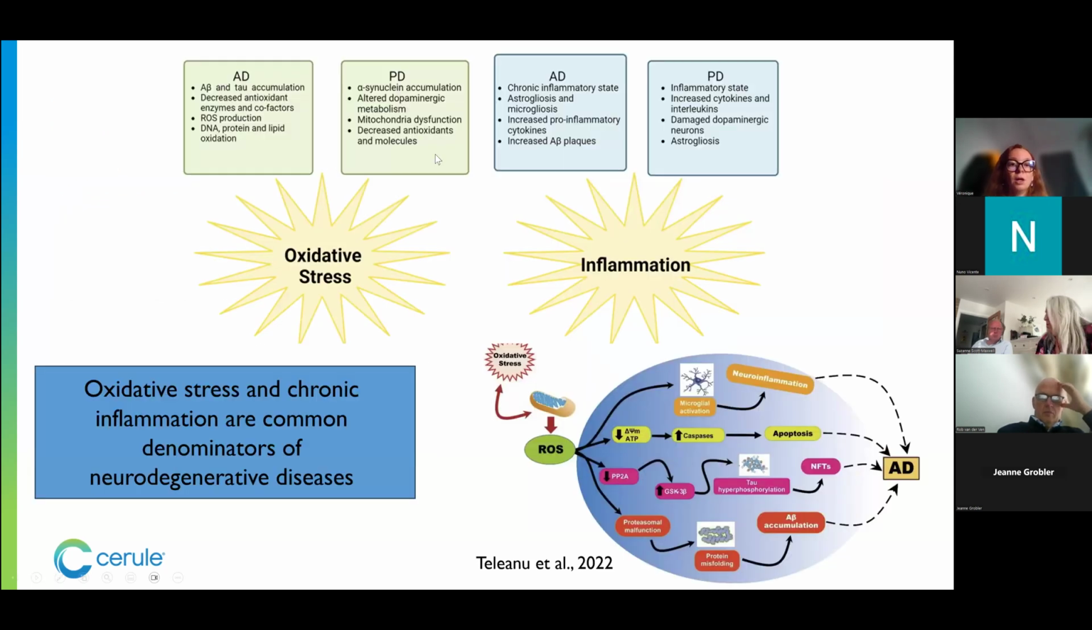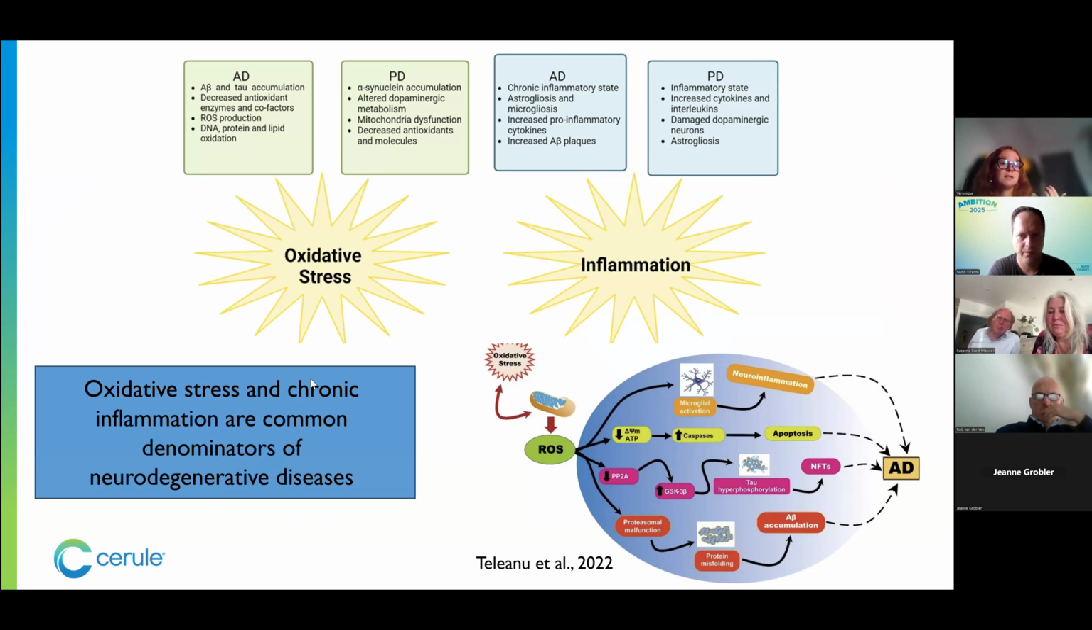Two main markers are oxidative stress and chronic inflammation, which are the common denominators of these neurodegenerative diseases. Oxidative stress is a consequence of beta amyloid and tau accumulation in Alzheimer's disease, with decreased antioxidant defense, production of reactive oxygen species, and DNA damage, protein damage, and lipid oxidation. Oxidative stress will also lead to alpha-synuclein accumulation in Parkinson's disease, altered dopaminergic metabolism, and mitochondrial dysfunction. So it's really a main contributor to the physiopathology.